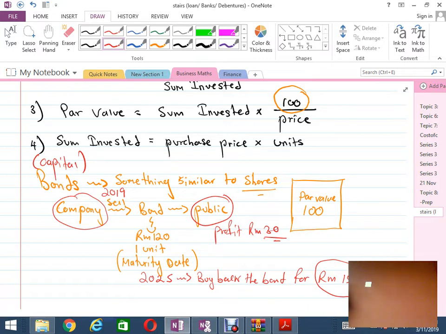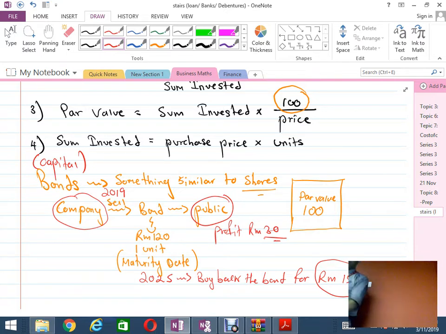Expiry date. Bond has an expiry date. Okay. 2019 you sell. 2025 expired. When expired, the company has to buy back. So who puts the date? The company normally puts the date lah. Expiry date. Okay. So when expiry comes, you have to buy back. Must. That's the rule of bonds. Are you okay, guys? Understand? Clear about bonds? That's about bonds.